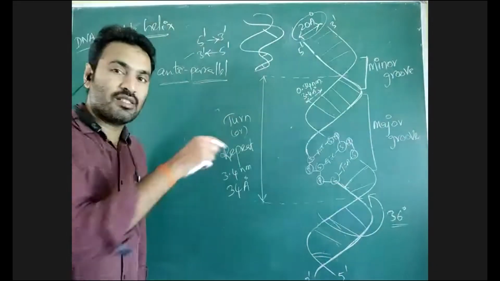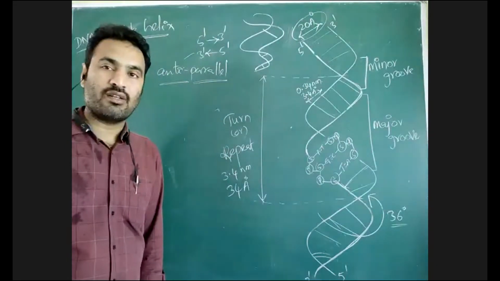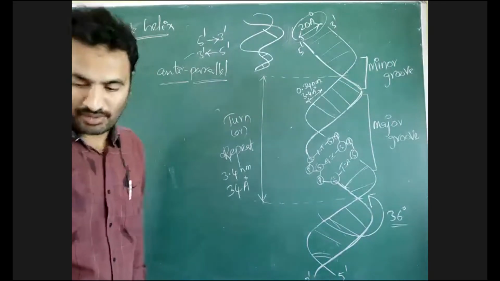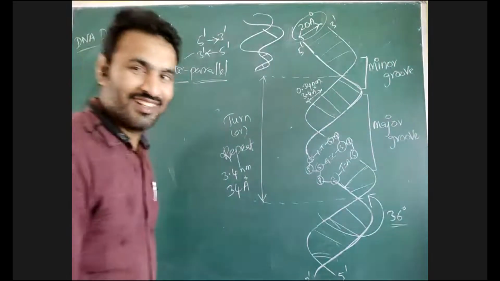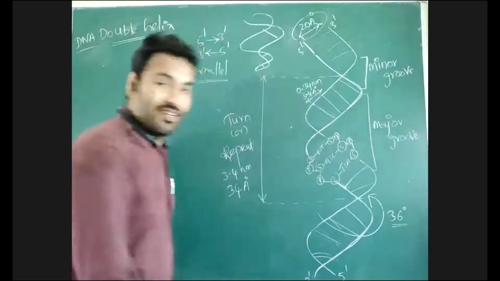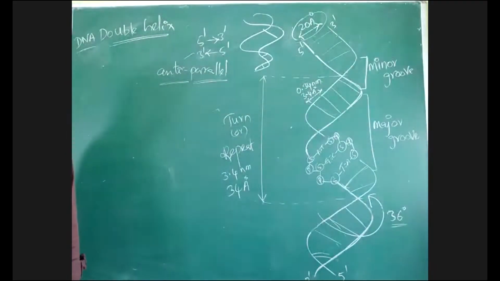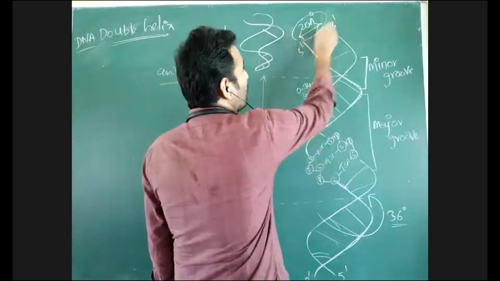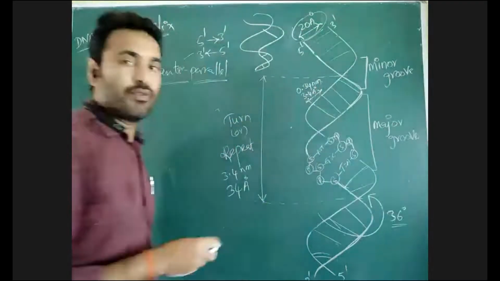Don't draw this DNA diagram as if you are drawing Rangoli in front of your home. Remember, this is not Rangoli. So write the DNA structure very clearly. Then the two strands are 20 angstroms apart from each other.